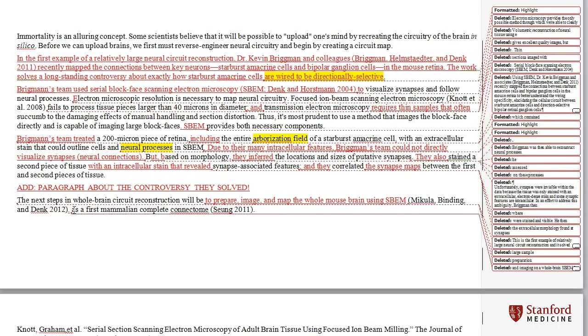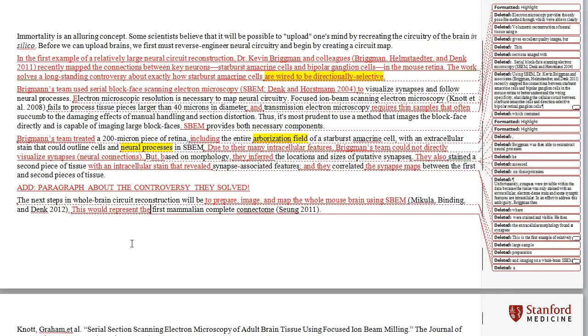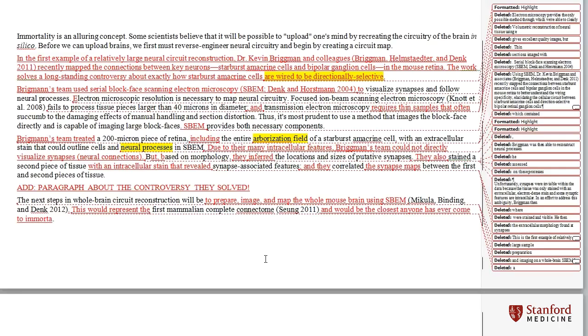And then we want to say that this is the first mammalian complete connectome, and I'll leave that term connectome in there. It's a good buzzword these days, so even though it's a little technical, I think most people are familiar with the buzzword. So we could say this would represent the first mammalian complete connectome, so that's getting to the idea of the whole brain, all the connections in the brain. And I'm going to add that little last thought that ties us back to the beginning, and would be the closest anyone has ever come to immortalizing, so I'm tying back to that idea of immortalization, a mammalian brain. So I think that's probably a fair thing to say, and it's a nice ending that ties us back to the beginning.